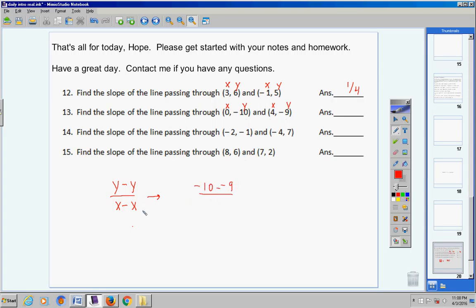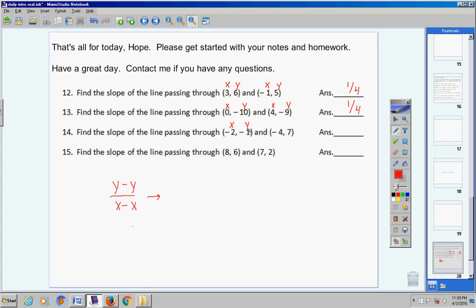Then we have x minus x. 0 minus 4. So up top we would have negative 10 minus a negative 9, which is negative 10 plus 9, which is negative 1. 0 minus 4 is negative 4. And a negative divided by a negative is a positive 1/4. Okay? Okay, moving on to number 14.